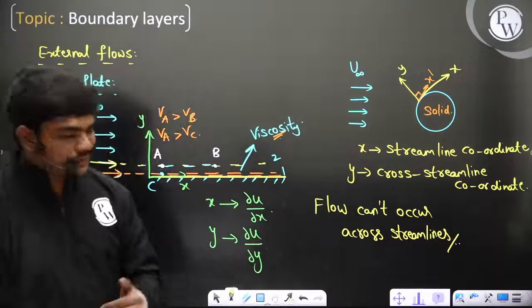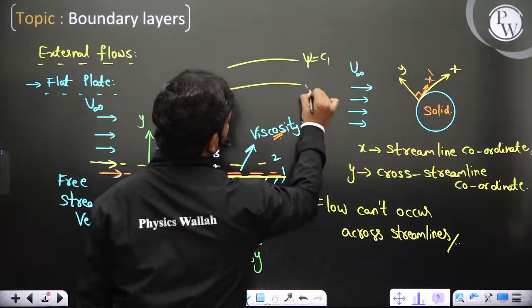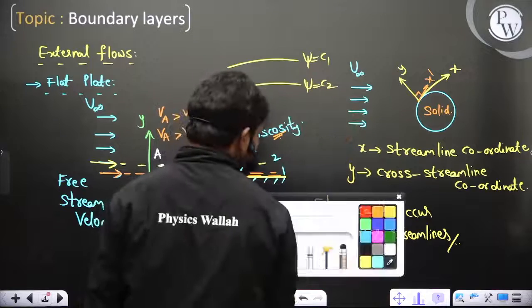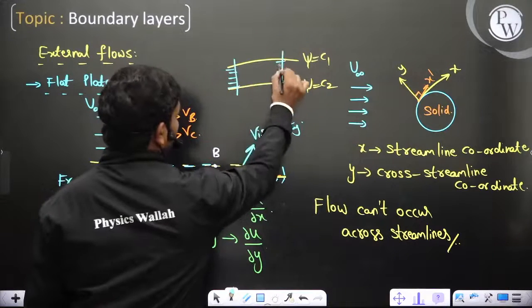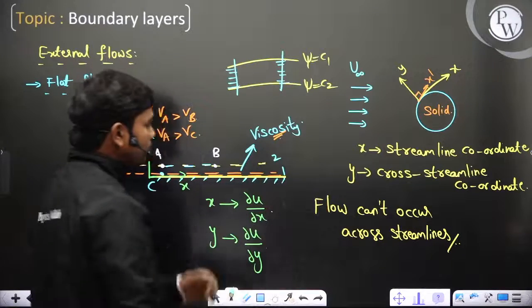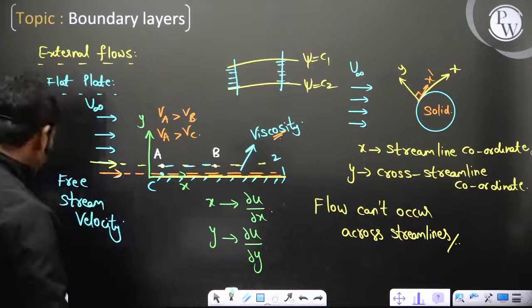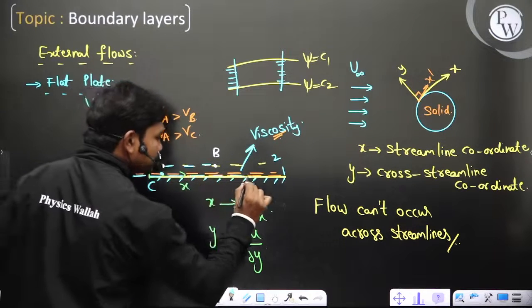Okay, so for example, if you have two streamlines like this, let us suppose this is psi equal to constant 1 and psi equal to constant 2, then clearly whatever fluid flow is happening at this section, the same should be the fluid flow happening at this section, because no flow can actually cut the streamline, correct? Now if that's the case, try to understand one thing. The layer of the fluid which is in contact with the plate is like this.